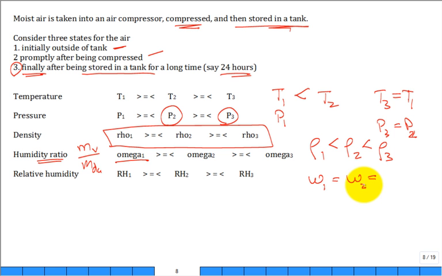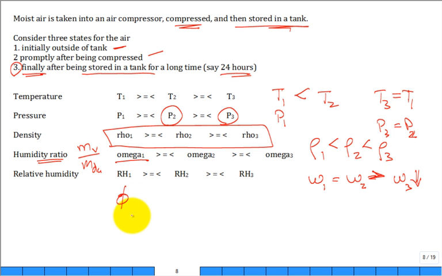How about after I let it cool for a while? Depends. Am I going to get a little liquid in the bottom of the tank or not? If I definitely get liquid in the bottom of the tank after it cools, the humidity ratio will go down. If I don't get any liquid in the bottom of the tank, then it'll be the same. But it'll go down because of condensation inside the tank. So let me just draw omega 3 and this is greater. So this goes down. Okay, how about the relative humidity?